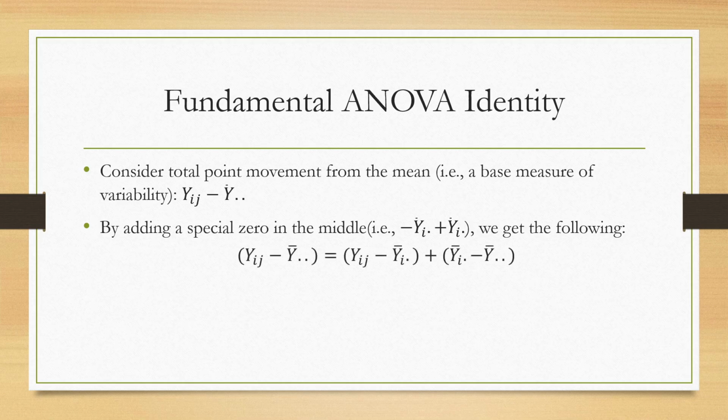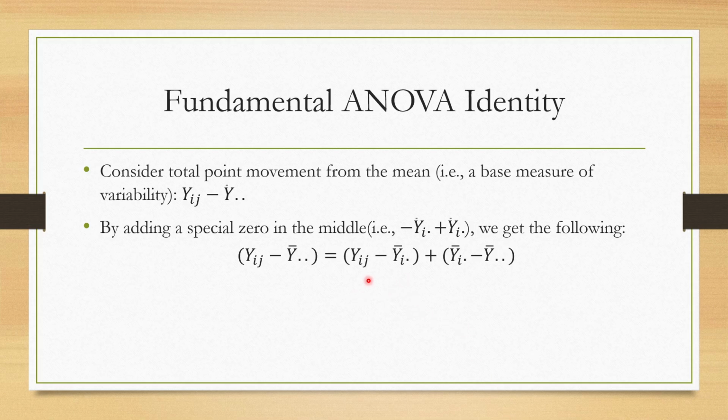So I'm just going to drop this in the middle. The left side of my equation represents where I started, the point minus the grand mean. The right side represents dropping this minus yi dot bar and plus yi dot bar right in the middle, right before the subtraction sign. What you'll see is I end up with y sub ij minus yi dot bar plus yi dot bar minus y dot dot bar.